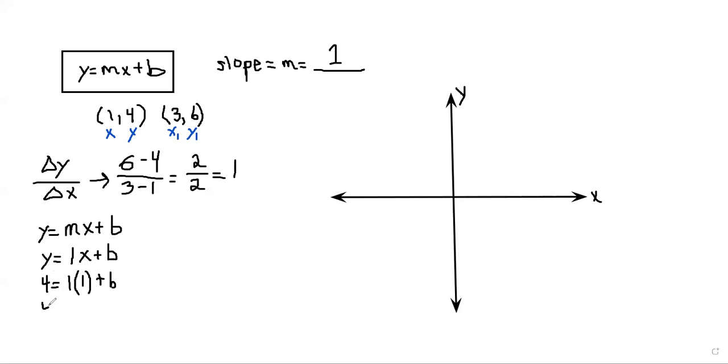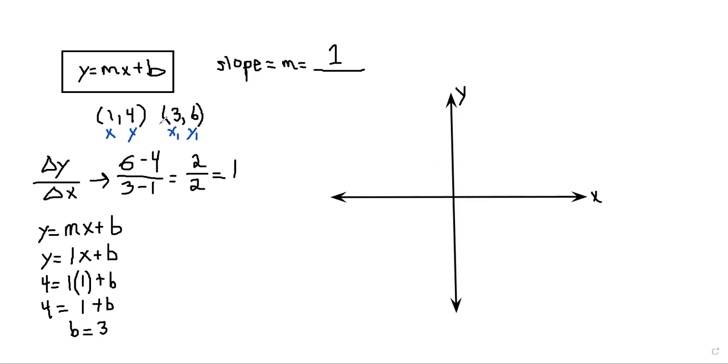So let's see if we can figure out what b is. We have 4 equals 1 plus b. Now I'm just going to eyeball this and say, well, what number plus 1 is 4? Well, that's 3, of course. So b equals 3. All righty, now that's going to be our y-intercept. That's where our line is going to cross the y-axis.